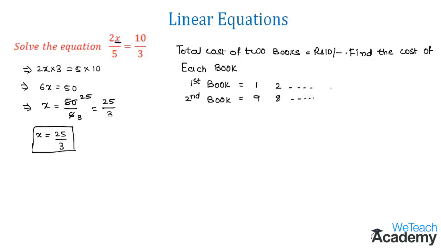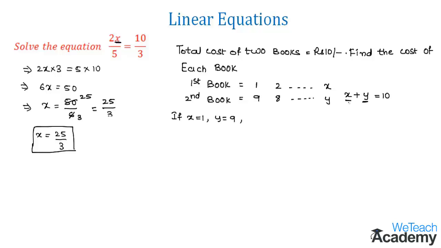So in order to find the cost of the first and second book, let us assume the cost of the first book as x and the cost of the second book as y. So by adding these two values, that is x plus y, we should get the total cost value, which is nothing but 10. And now let us substitute different values for x and y, which satisfy this equation and become a true statement. So first let us assume the x value as 1 and the y value as 9.